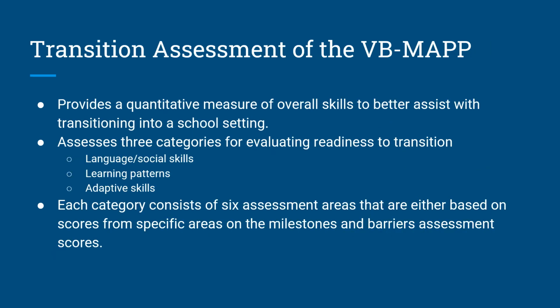The transition assessment of the VB-MAP provides a quantitative measure of overall skills to better assist with transitioning into a school setting. It assesses 3 categories for evaluating readiness to transition: language and social skills, learning patterns, and adaptive skills. Each category consists of 6 assessment areas that are based on scores from specific areas on the milestones and/or barriers assessment scores.